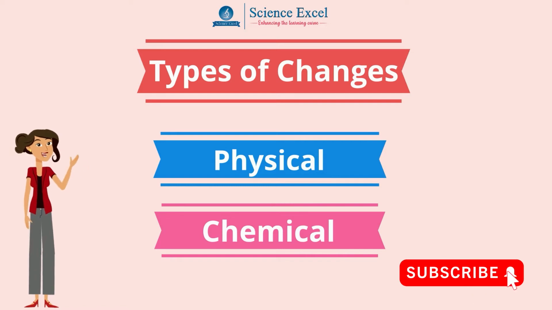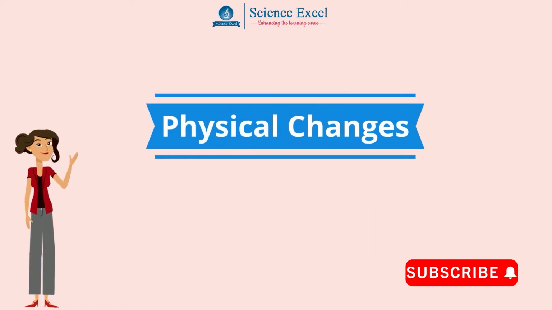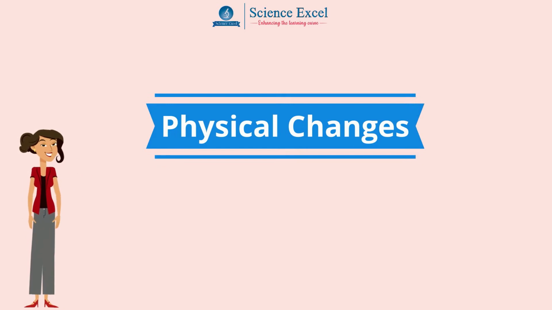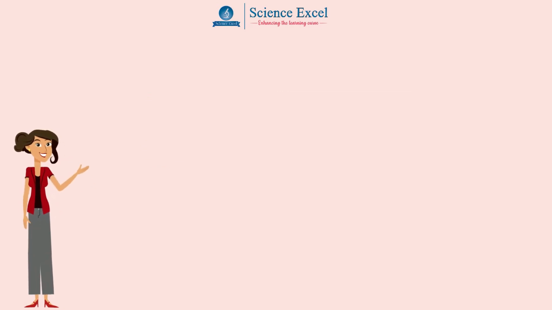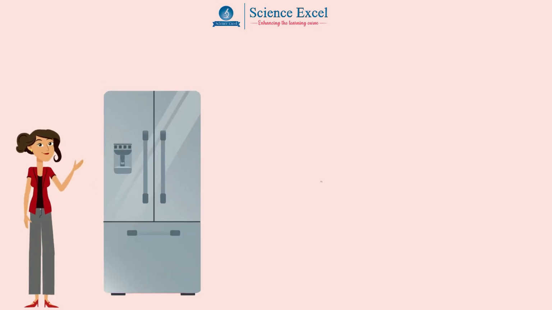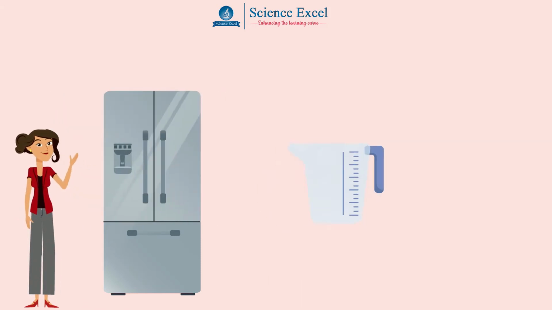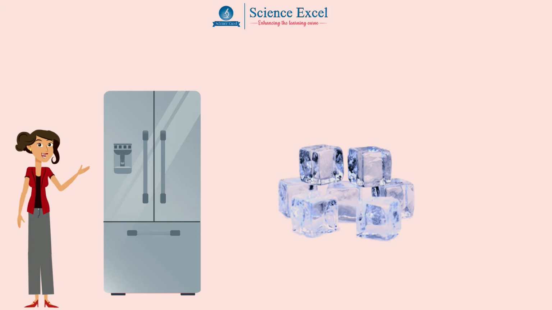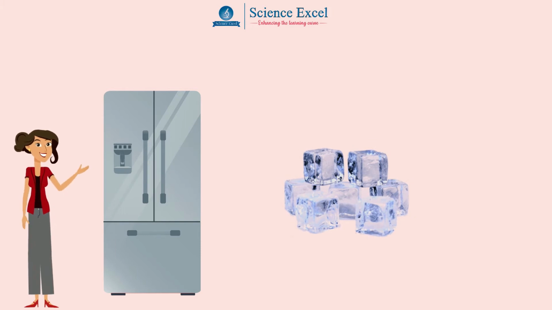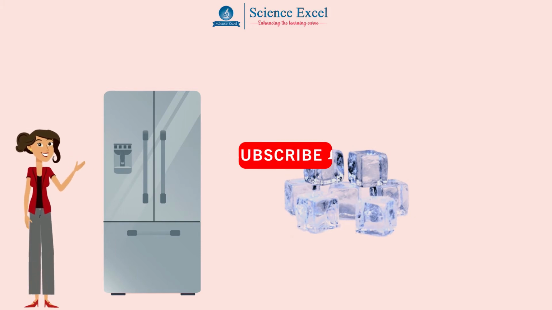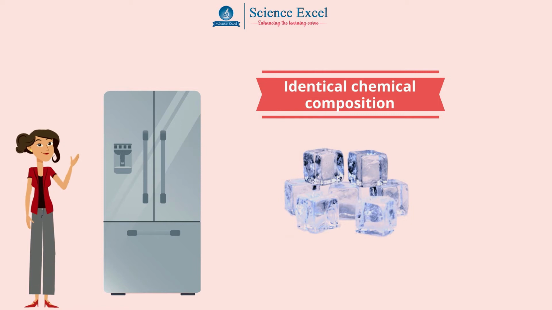Now let us understand what are physical changes with the help of an example. You might have observed that when a cube of ice is taken out of a refrigerator, it melts into water. If this water is then put back in the refrigerator, it freezes into ice. This indicates that the properties of ice and water are the same. That is, their chemical composition is identical.